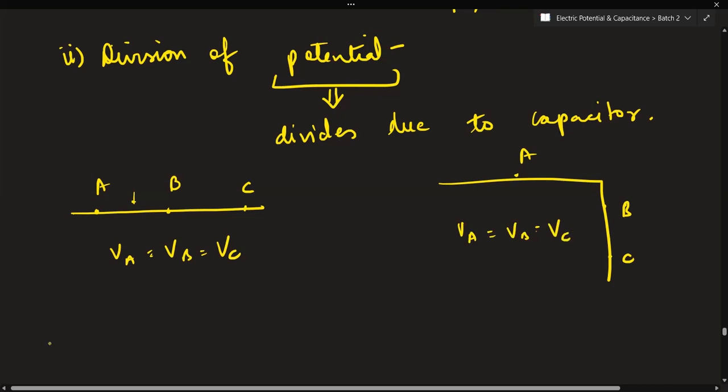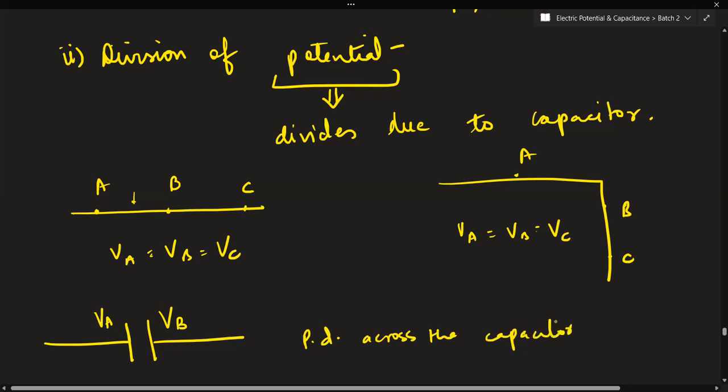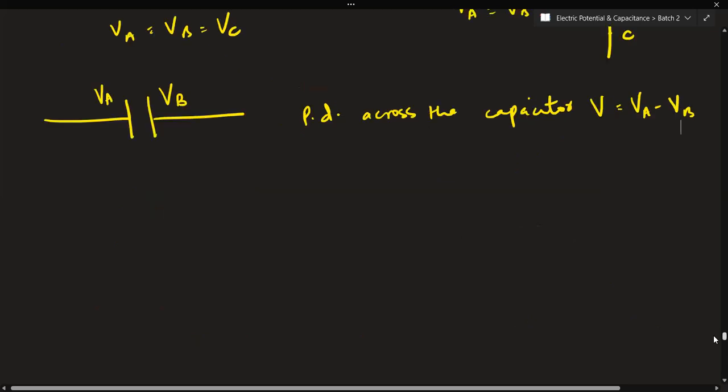But if I add a capacitor, there will be potential VA over here, there will be potential VB, and a potential difference across the capacitor. This is V, this is given by VA minus VB. This is how you calculate the potential difference, because there is a potential difference now. Potential is not the same.